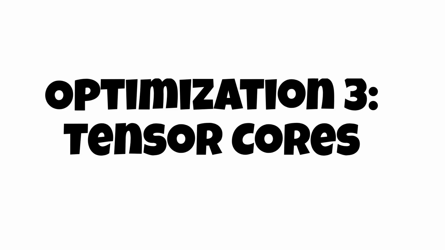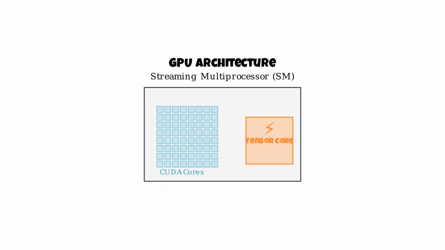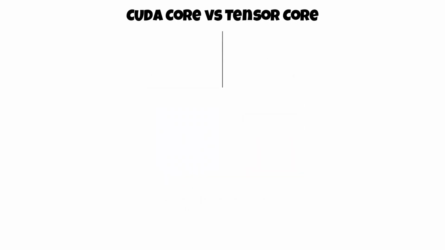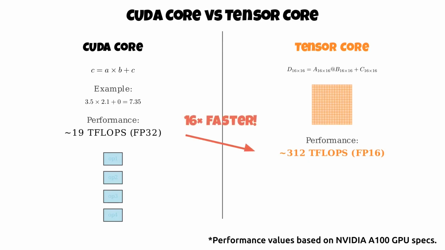Alright, now for the big one. This is where the magic happens: Tensor Cores. These are specialized hardware units on modern NVIDIA GPUs that can do a 16 by 16 matrix multiplication in a single instruction. One instruction. This single optimization gives us more than all the others combined.